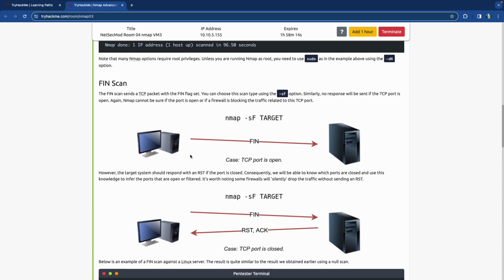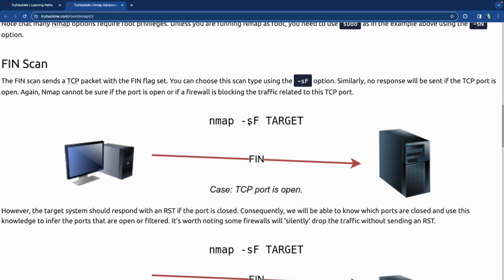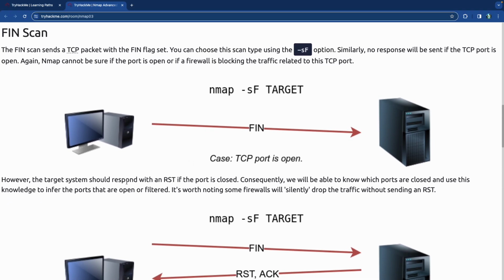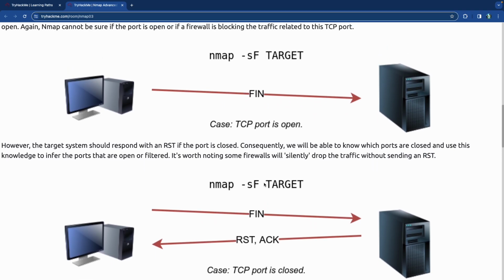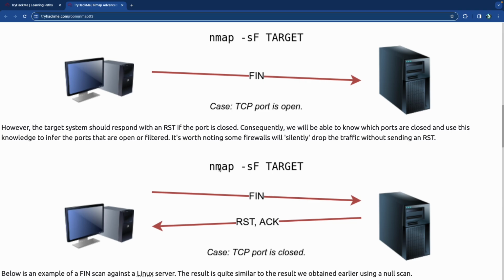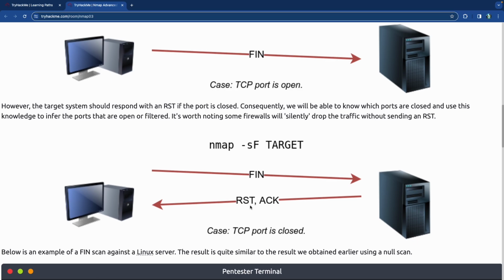So we have the FIN scan, which sends a FIN flag, and the option for that is lowercase s, upper F. The target system should respond with an RST if the port is closed. We'll be able to know which ports are closed and use this knowledge to infer the ports that are open or filtered. It's worth noting some firewalls will silently drop the traffic without sending an RST response. So with nmap -sF target, you would send a FIN flag, and the response would be RST acknowledgement, which means that the port is closed.